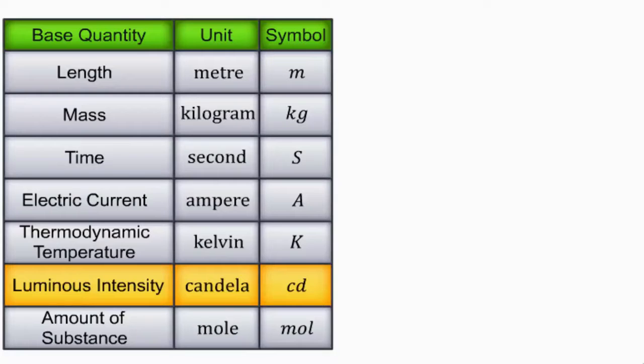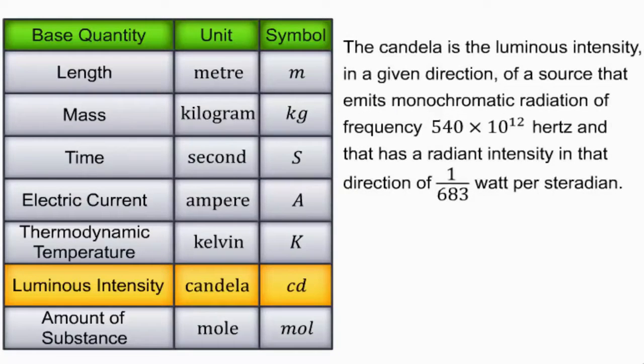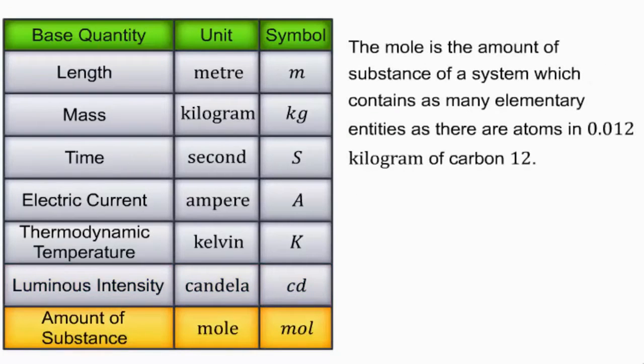A candela is the luminous intensity in a given direction of a source that emits monochromatic radiation of frequency 540 × 10^12 Hz, and that has a radiant intensity in that direction of 1/683 watt per steradian. An amount of substance which contains as many basic entities, such as atoms or molecules, in a system as the number of atoms in a carbon-12 isotope is measured in mole, denoted by the small letters mol.